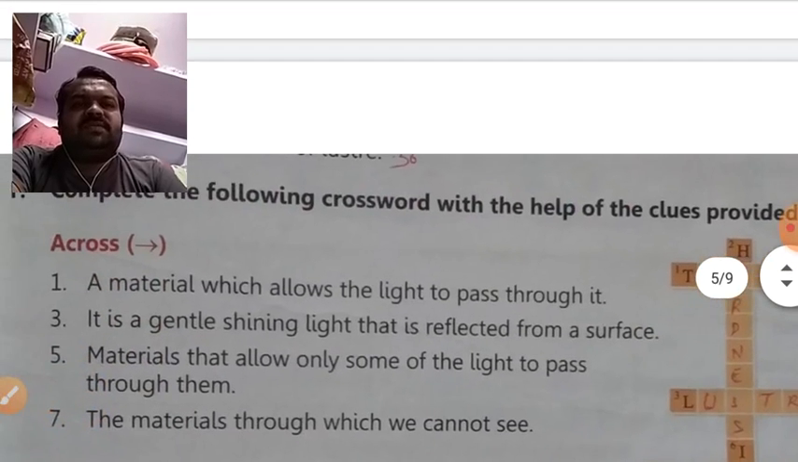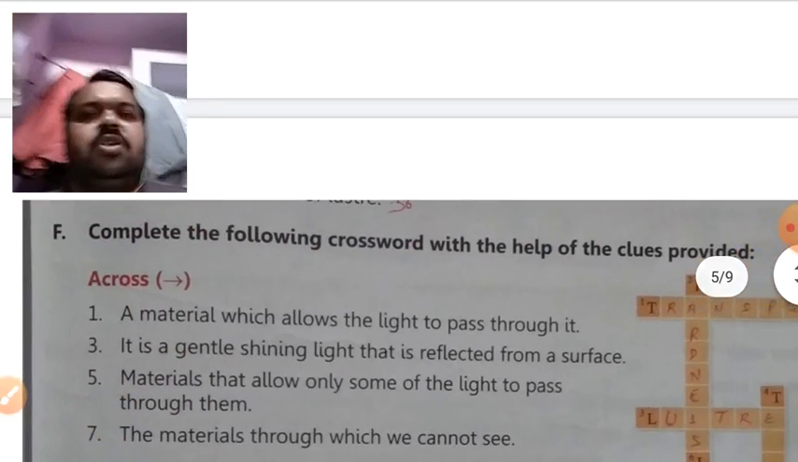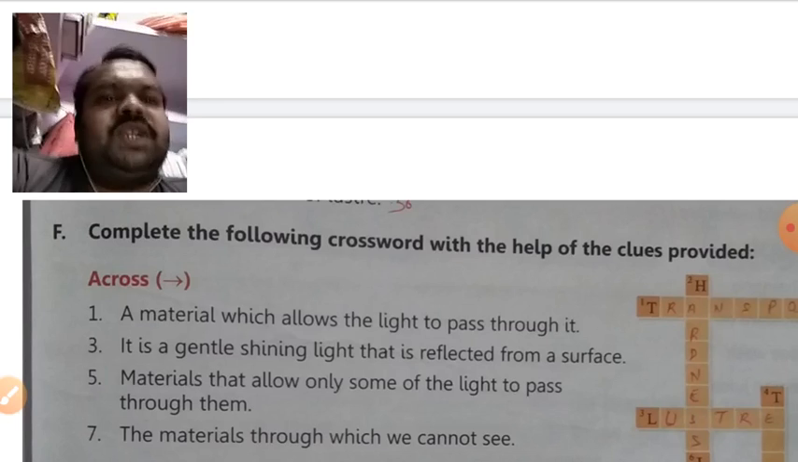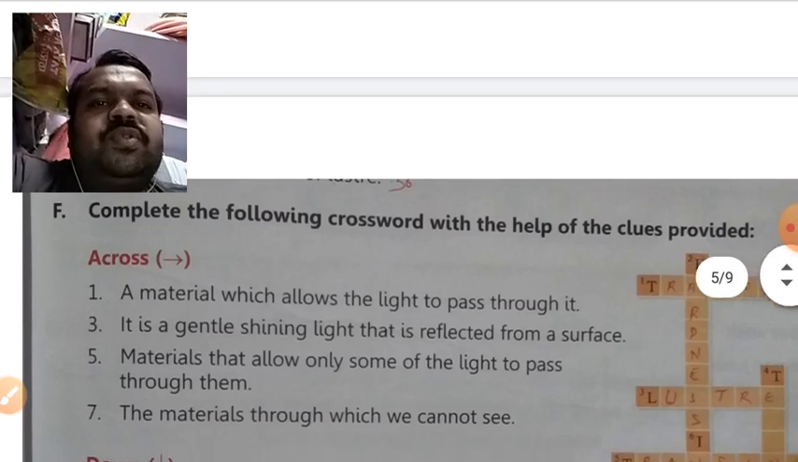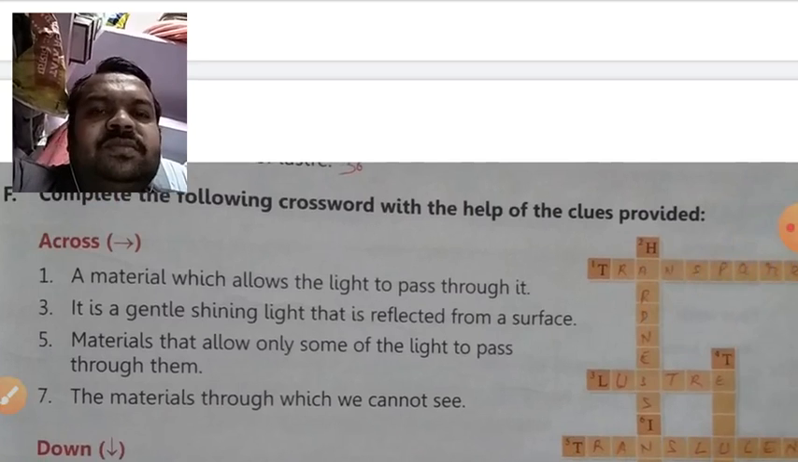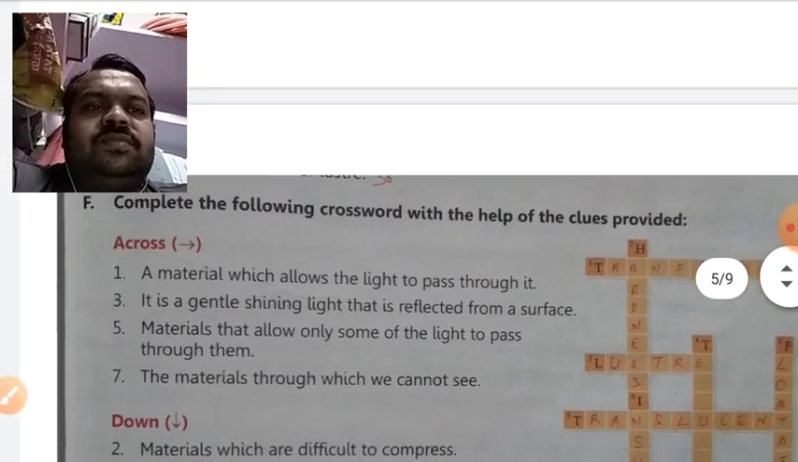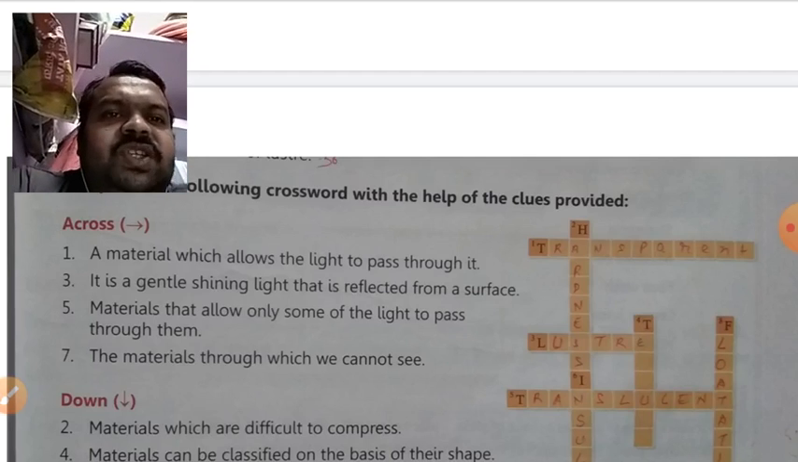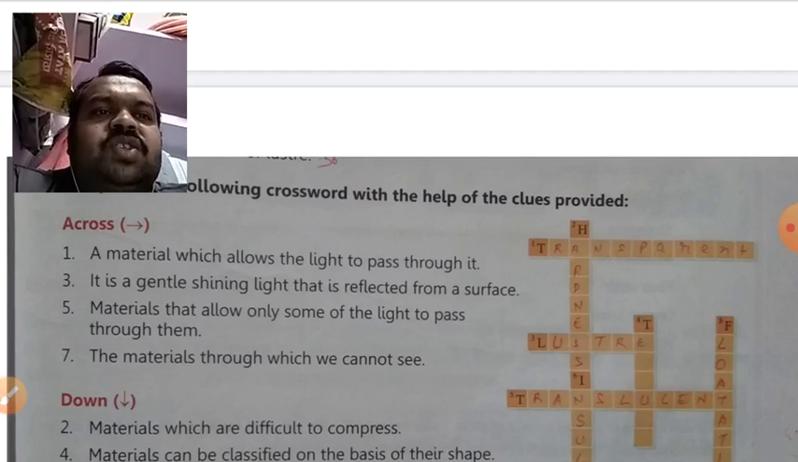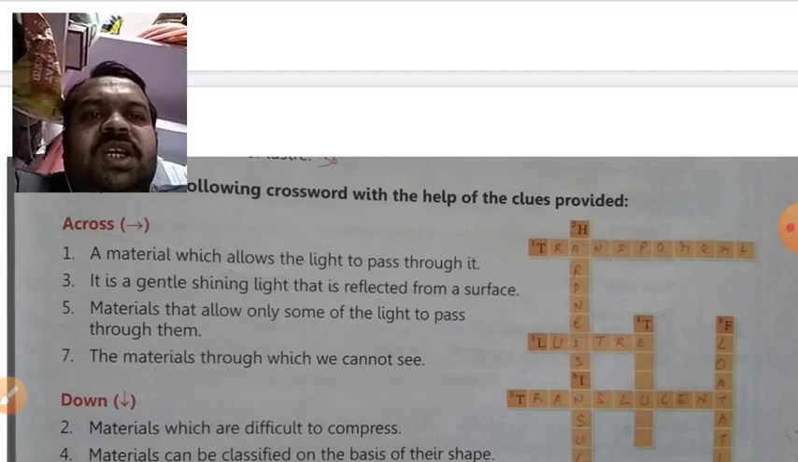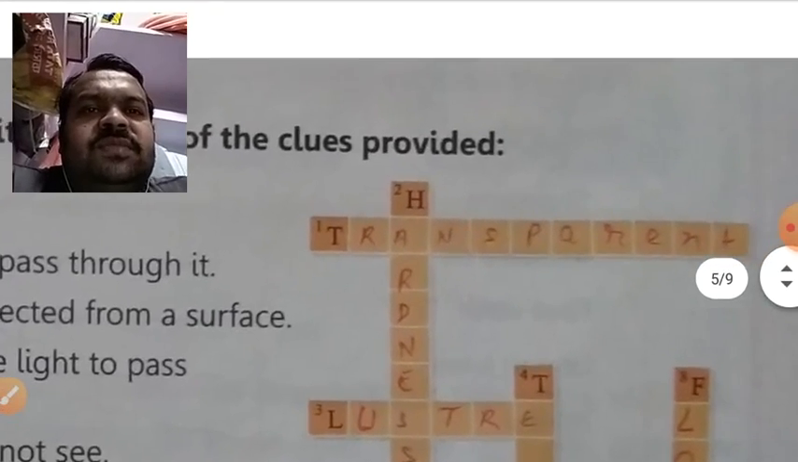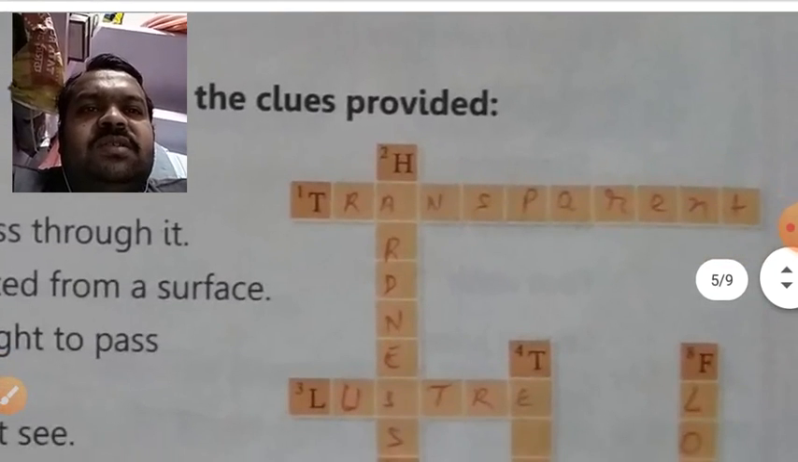So let's see here. A crossword puzzle is given here. Complete the following crossword with the help of clues provided. First clue is given here. A material which allows the light to pass through it, that type of material is known as transparent.